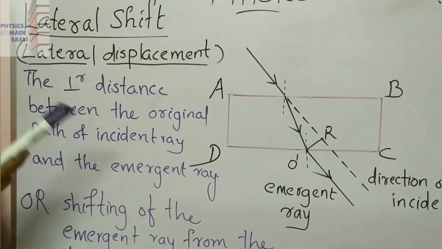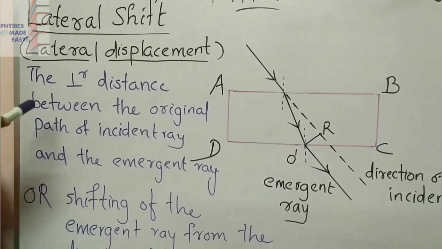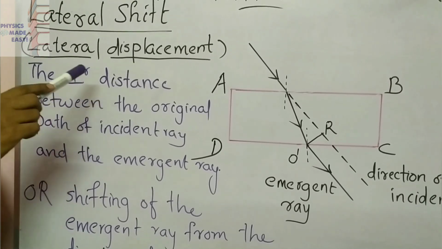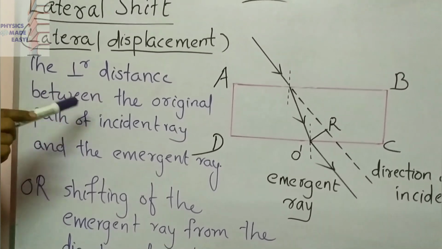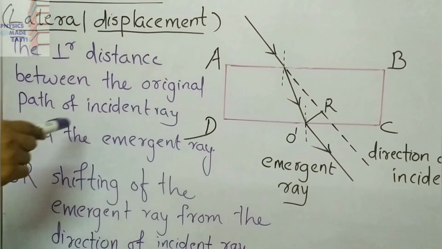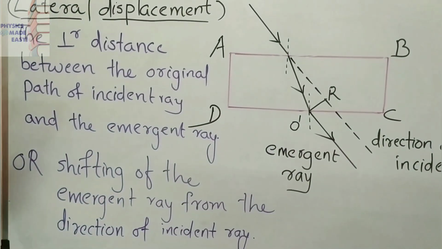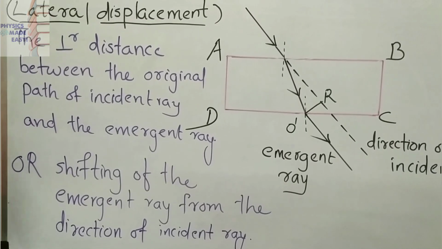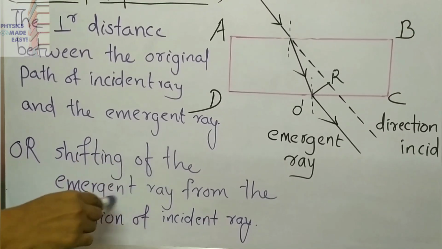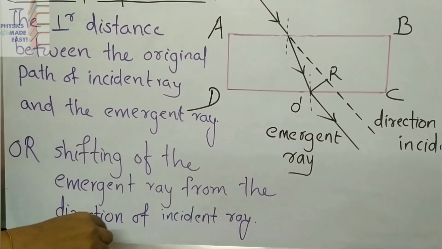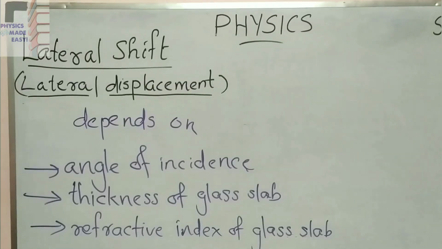Here you can see the definition, in two ways. First you can study it like this: the perpendicular distance between the original path of the incident ray and the emergent ray, we call that lateral displacement or lateral shift. Or, the shifting of the emergent ray from the direction of the incident ray.